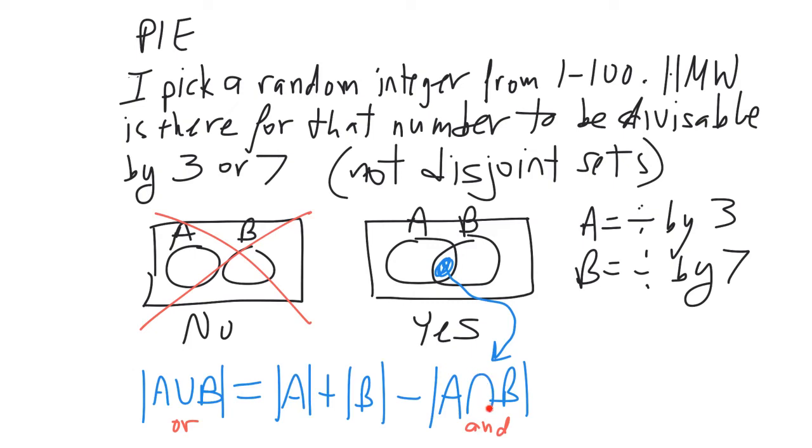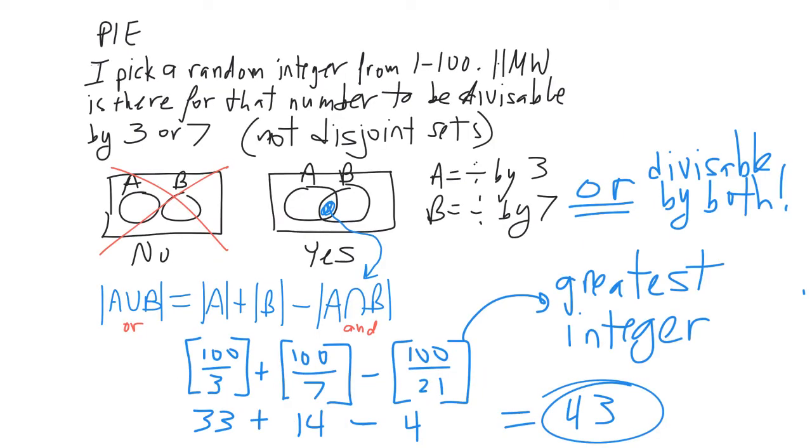There's the symbol for and, there's the symbol for or. Here's my math work, and I'm using something called the greatest integer function, because to figure out how many numbers from 1 to 100 are divisible by 3, I want to divide 100 by 3, but I don't want the decimal part of that answer. I just want the whole number part. There are 33 numbers that are divisible by 3, from 3 up to 99.